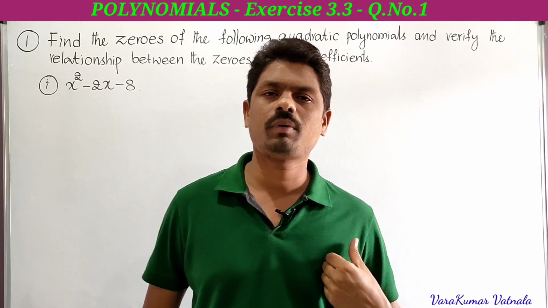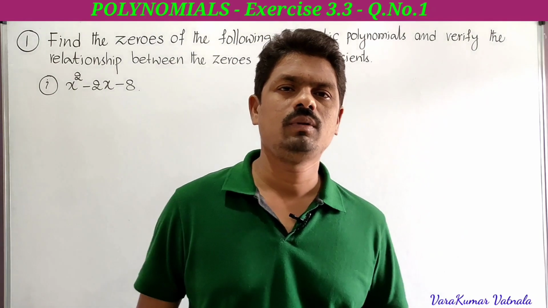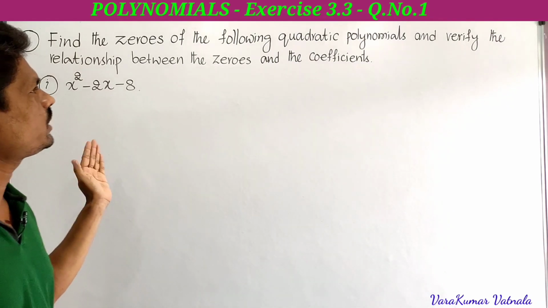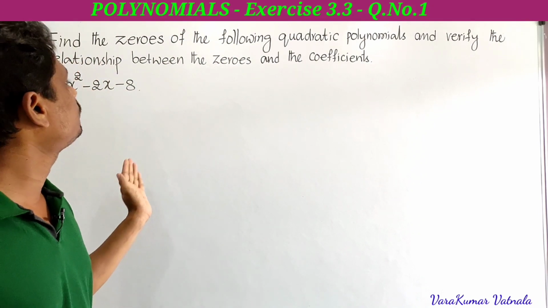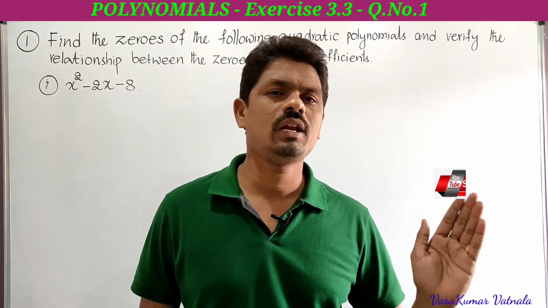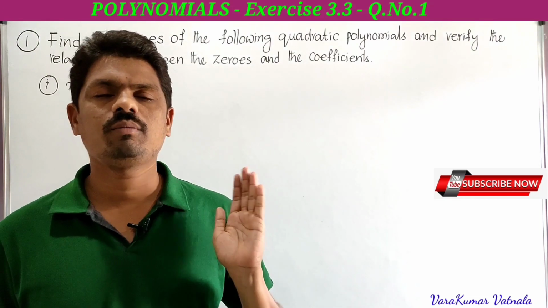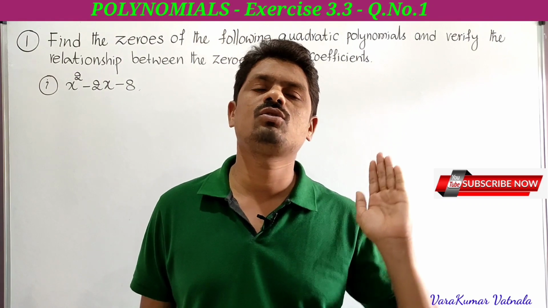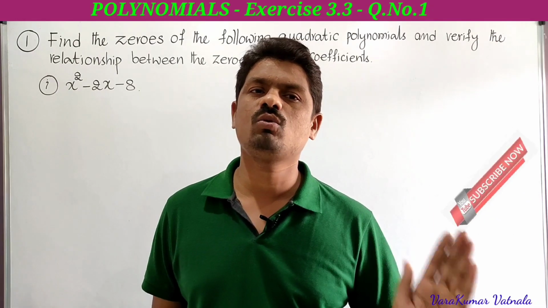Today we are going to solve a problem from Polynomials exercise 3.3, first problem. See here what he is asking us to find. Find the zeros of the following quadratic polynomials and verify the relationship between the zeros and the coefficients. Already we have learned the relation between the zeros and the coefficients of a quadratic polynomial. Now he has given a quadratic polynomial. First he is asking to find the zeros and verify the relationship between the zeros and the coefficients.